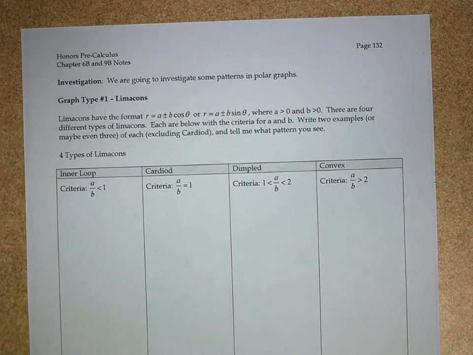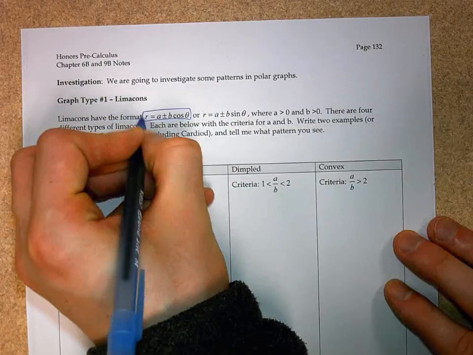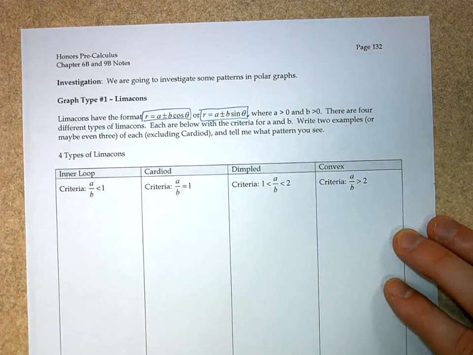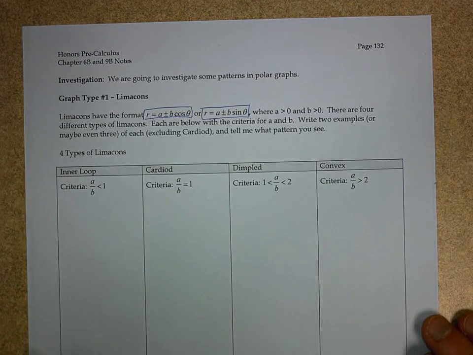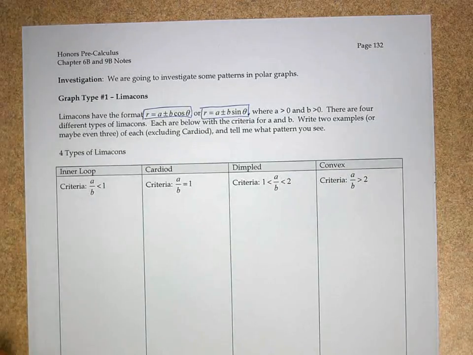And the limaçons are in the format r equals a plus or minus b cosine theta, or r equals a plus or minus b sine theta. So you can see right here, this is going to be the format for the limaçons. There's that plus or minus in between the constant and the trig function. And both of these are having a is greater than 0. So there's four different types that we can get: an inner loop, a cardioid, a dimpled, and a convex. And the way these four types of limaçons look are based off of the relationship of a and b.